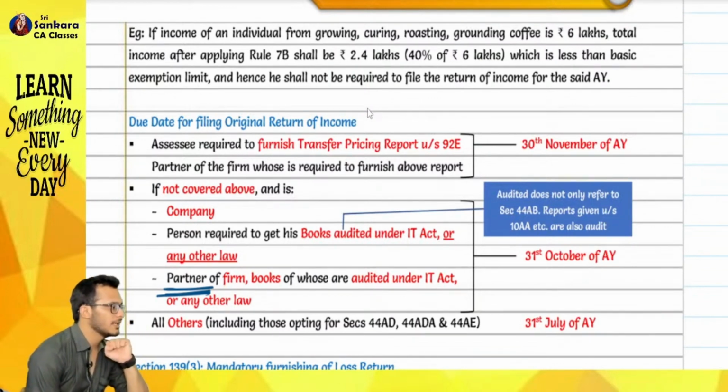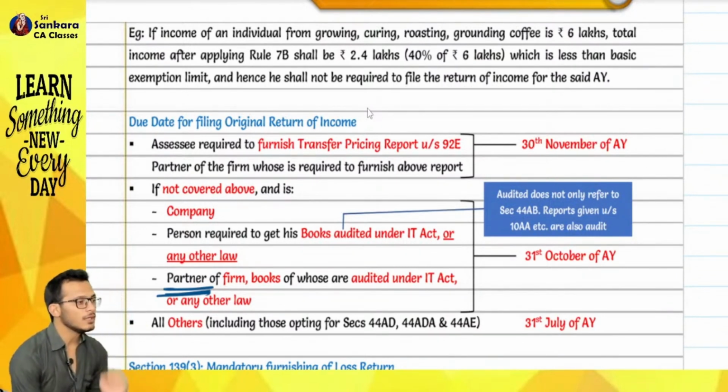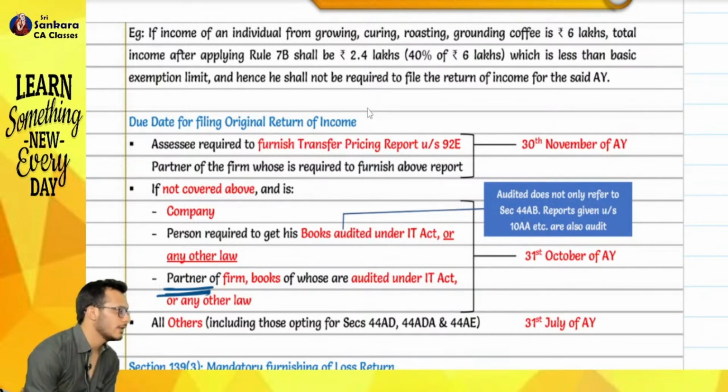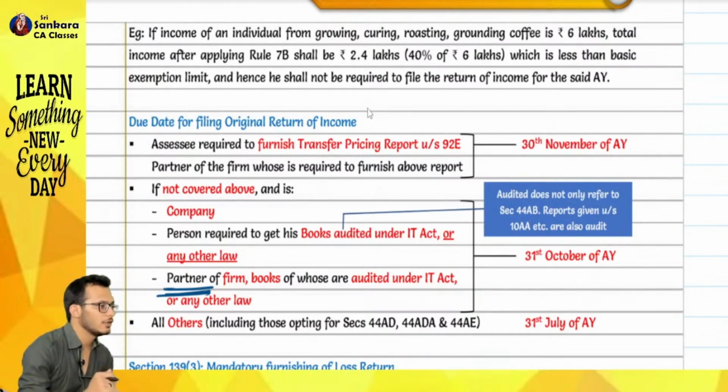234A. Provisions are coming and saying, boss, if you did not file your return on time, from the next day I will start levying interest at the rate of 1%. Till when will I levy, Rahul? Till the date on which the return is filed. So it is 1% per month or part thereof from the date the due date is over, till the date on which the return is filed.